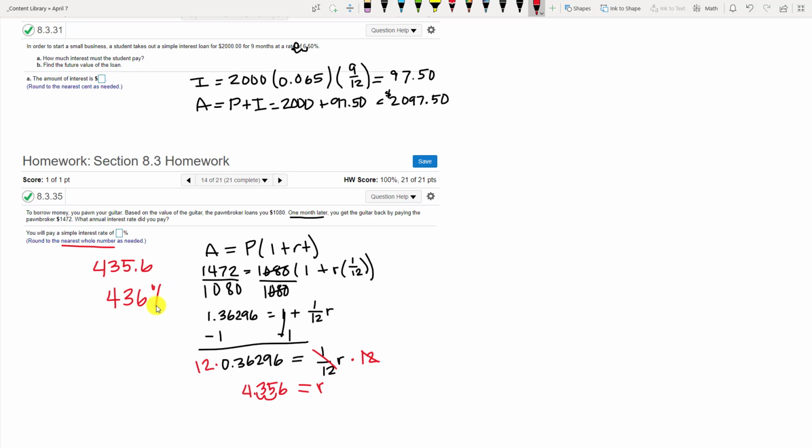And as you see, that is a very high interest rate, and this is very common, unfortunately, with things like pawn shops and payday loan places. So always be careful if you're walking into these situations. And if you have any questions, let me know.